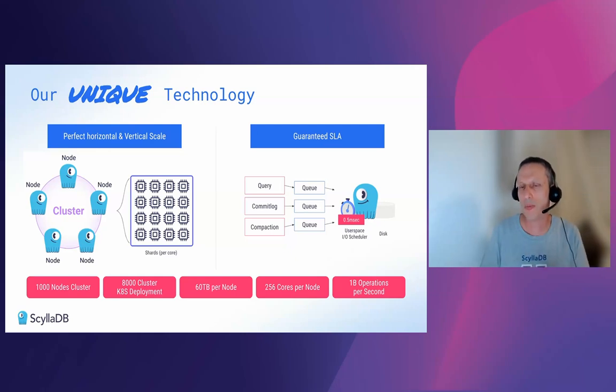So the higher the number of requests per second the database can support, and the higher the volume of storage each node can support, the fewer nodes you need, and the less money you pay the cloud vendor. And I'm sure every one of us wants to do that.